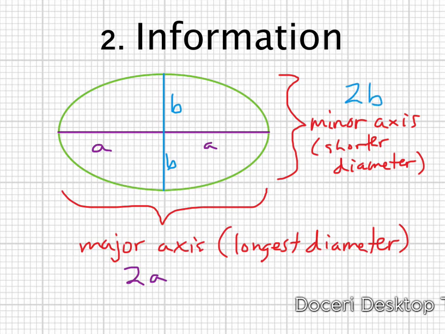Now wherever the foci are, let's say my two foci are here and here, okay? Whatever the foci are, so here's focus 1, here's focus 2, the distance from the focus to the center is C. So the whole distance from focus 1 to focus 2 is 2C. So F1F2 equals 2C.